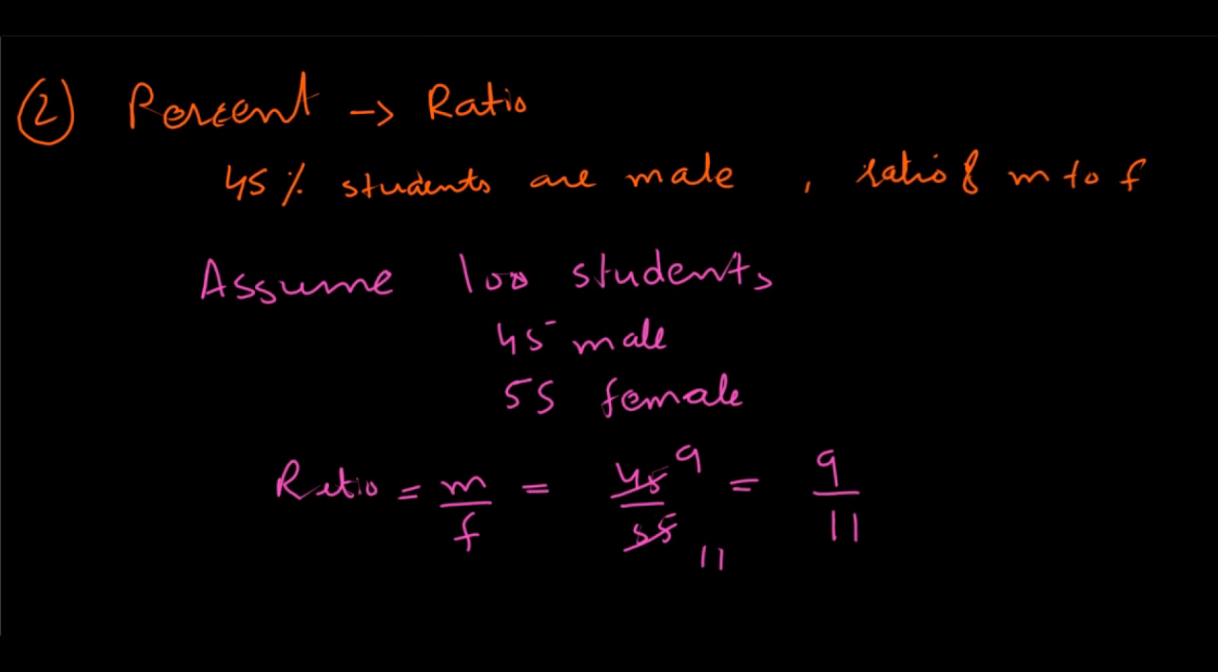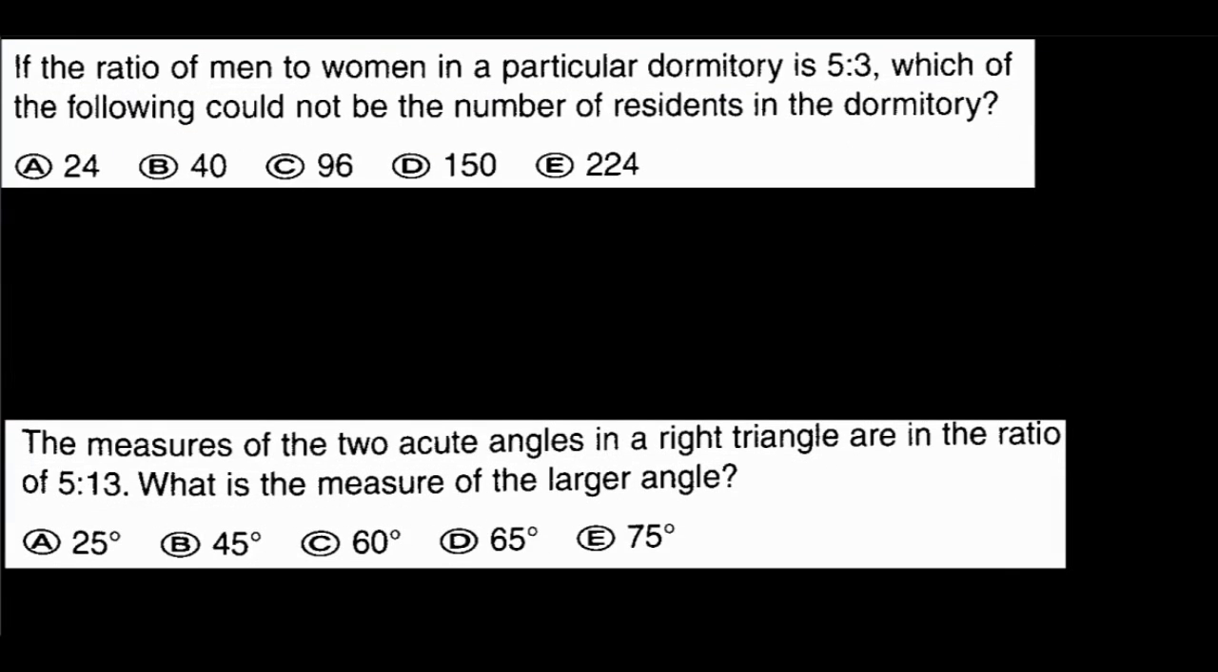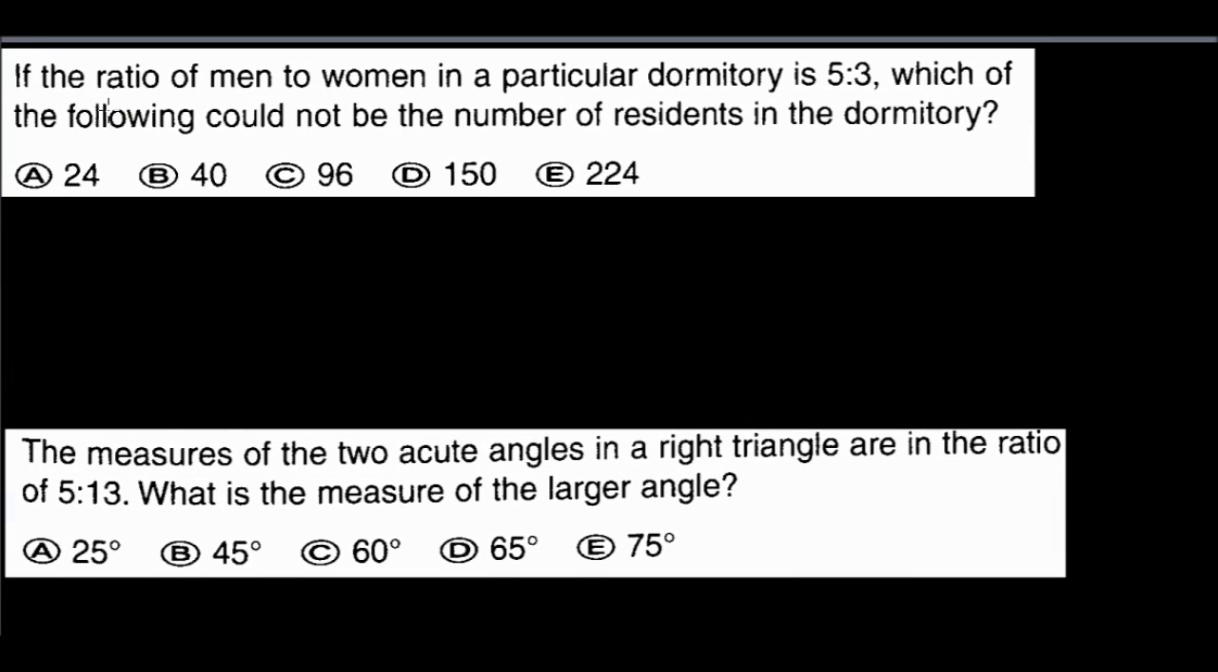Let's do some actual GRE problems from your book. Here's the first one. If the ratio of men to women in a particular dormitory is 5 to 3, okay, so they tell us the ratio, which of the following could not be the number of residents in the dormitory? Right. So again, just to re-emphasize, a ratio does not tell you anything about how many men or women are in there, the absolute number of men or women, or the total number of people living in this dormitory.